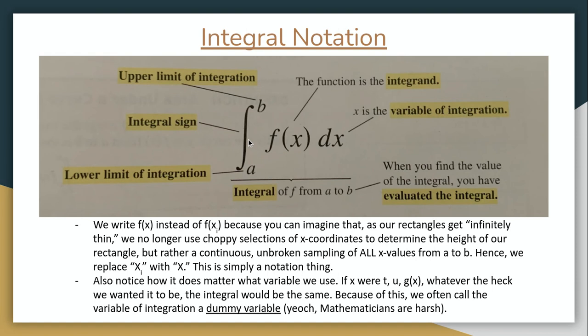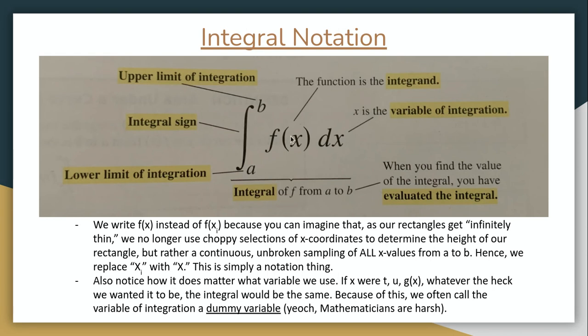The little elongated S thing is called the integral sign. The bottom thing is the lower limit of integration. That basically means where do we start integrating from? And the upper limit of integration is where do we end integrating? So this is the integral from a to b. We start integrating at a and end at b.